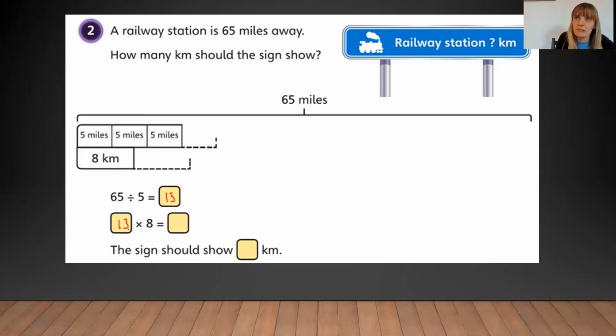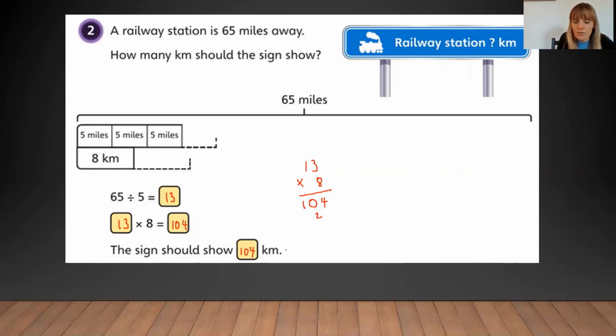So I need to take my answer of 13 and multiply it by 8. Now, I might think, oh, I can't remember my 8 times table. Remember to use the other methods that we know. Use a written method if you need to. Do a quick longish, not proper long, but long multiplication. 13 times 8. 8 times 3 is 24. 8 times 1 is 8. Add 2 more gives me 10. So we've figured it: 13 times 8 is 104. So the sign should show 104 kilometres.